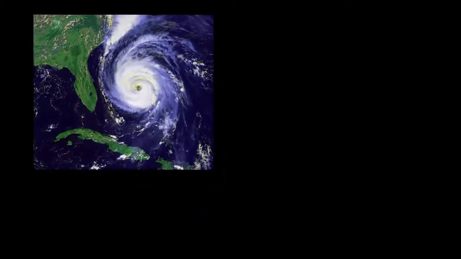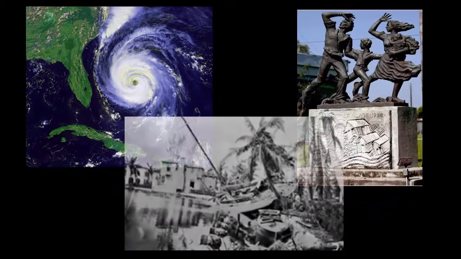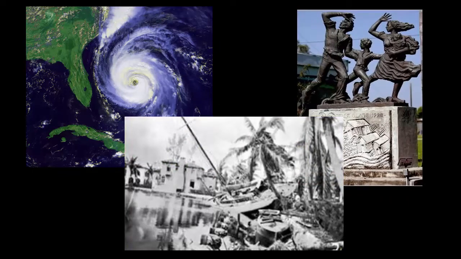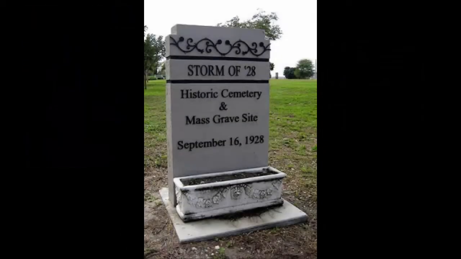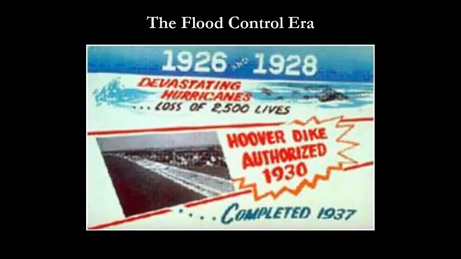Hurricanes threatened to take back the Everglades and Okeechobee floodplain. In 1926 and in 1928, floodwaters from the lake inundated the flat landscape, killing over 3,000 people. Conditions were so desperate, the state of Florida asked the federal government for help to prevent the flooding and devastation from happening again. Florida entered the flood control era.